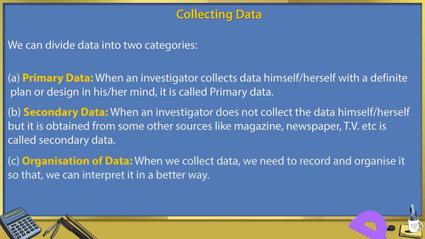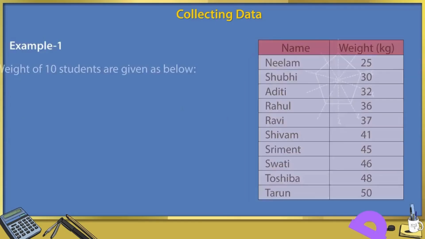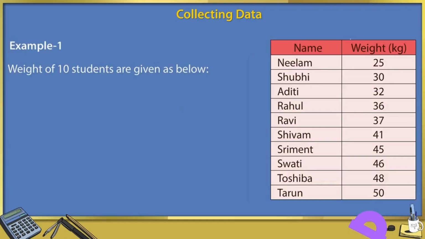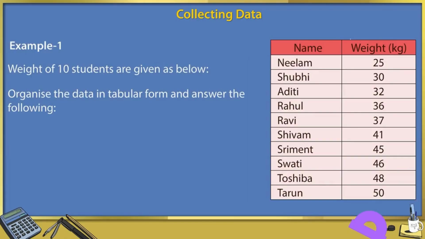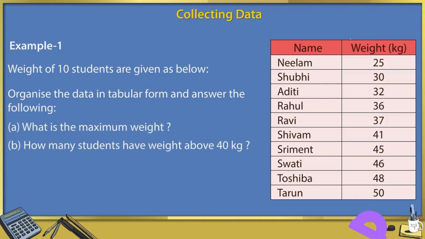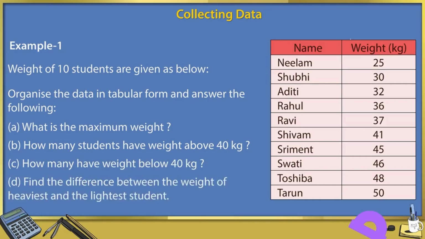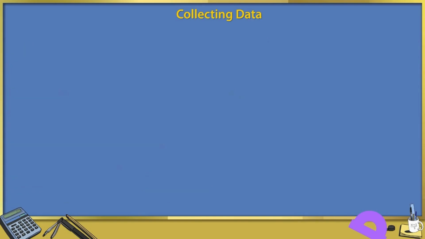C. Organization of data. When we collect data, we need to record and organize it so that we can interpret it in a better way. Example 1. Weight of 10 students are given as below. Organize the data in tabular form and answer the following. A. What is the maximum weight? B. How many students have weight above 40 kg? C. How many have weight below 40 kg? D. Find the difference between the weight of heaviest and the lightest student.